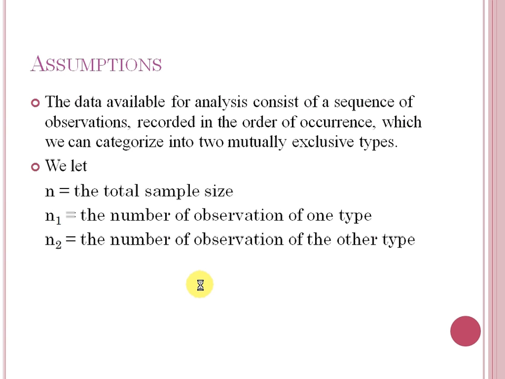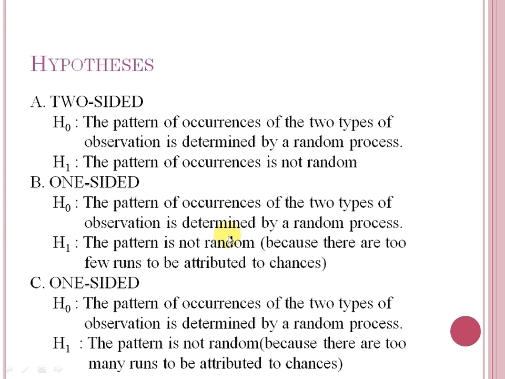The assumption is that the data available for analysis consists of a sequence of observations recorded in the order of occurrence, which we can categorize into 2 mutually exclusive types. If you have more than 2 mutually exclusive types, then other methods have to be used, which won't be discussed in this video. We let n be the total sample size, n1 the number of observations of the first type, and n2 the number of observations of the second type.